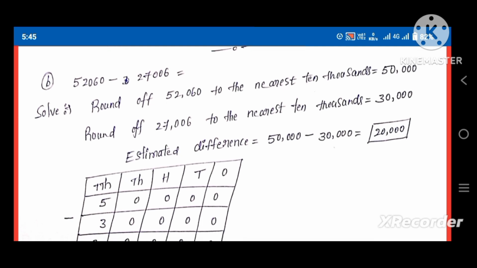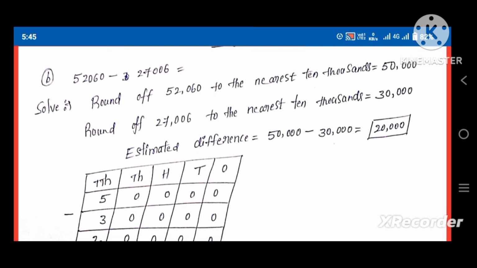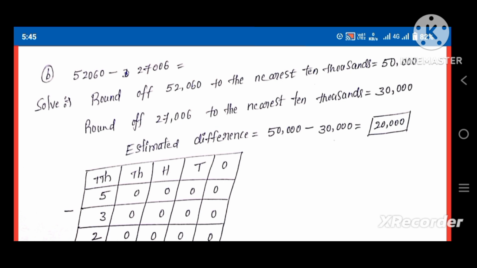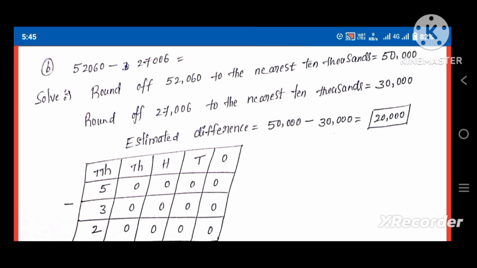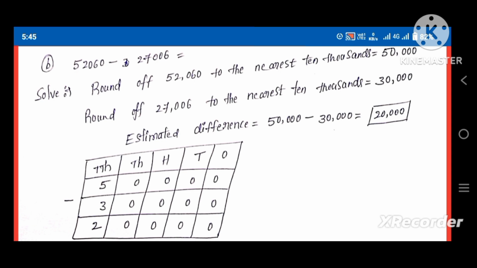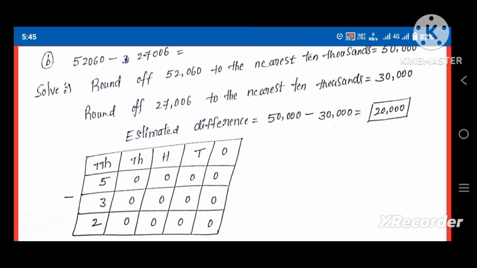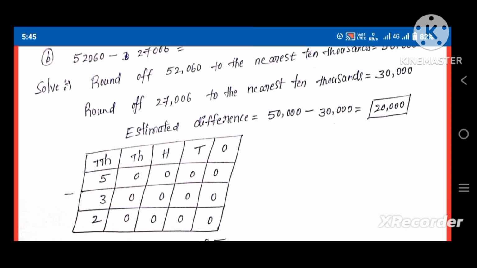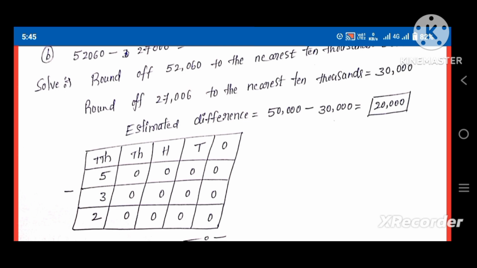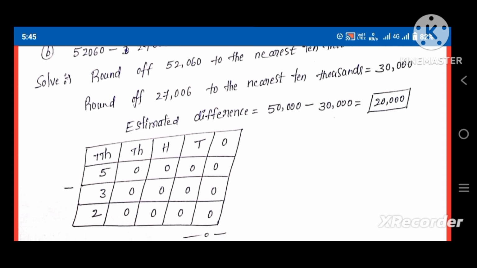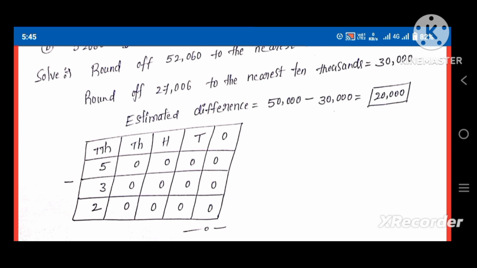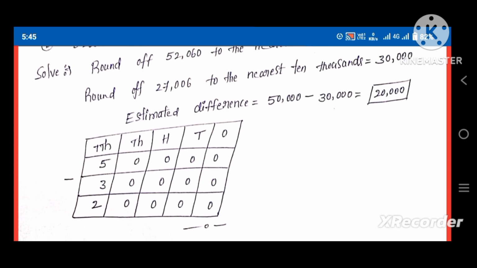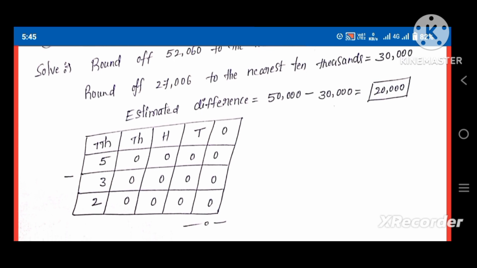Question number B. 52,060 minus 27,006. Solve. Round off 52,060 to the nearest 10,000 is equal to 50,000. Round off 27,006 to the nearest 10,000 is equal to 30,000. Estimated difference is equal to 50,000 minus 30,000 is equal to 20,000.